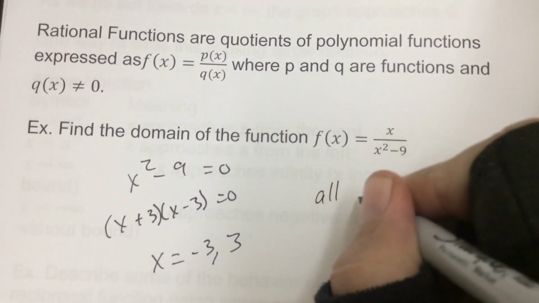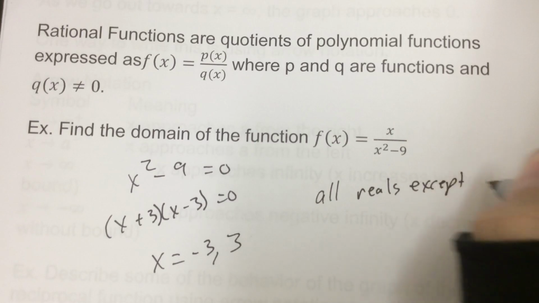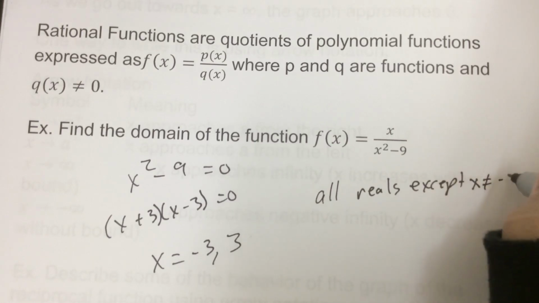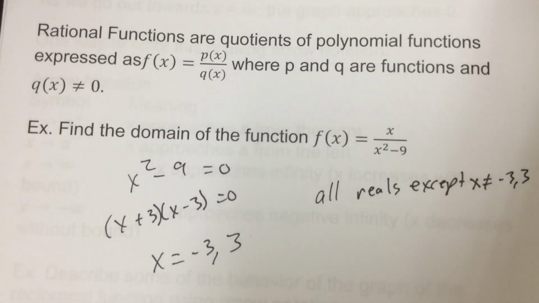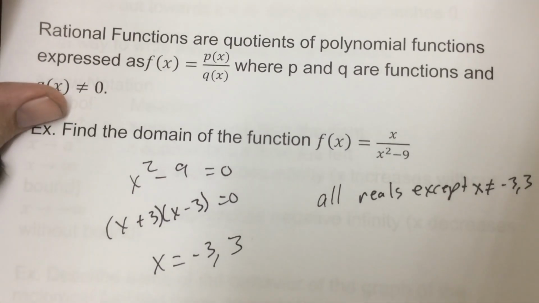So it would be all reals except x cannot equal negative 3 and 3. So we kind of did this a little bit before in the pre-chapter, but keep in mind, we're building into stuff here, so we're just going to hit it again, make sure you're good. But that's how we found our domain. It's really going to be everything except what will make the bottom be 0. Okay.